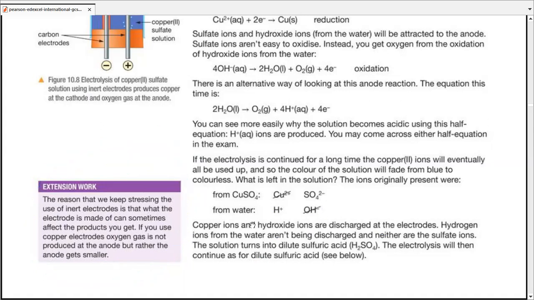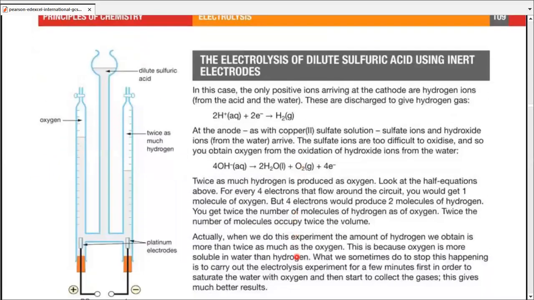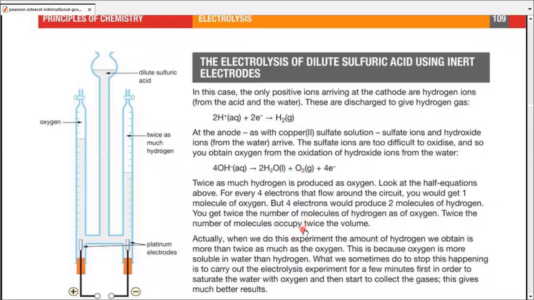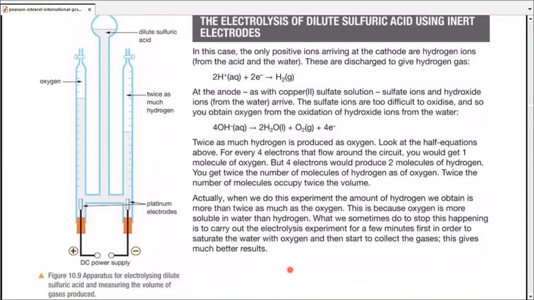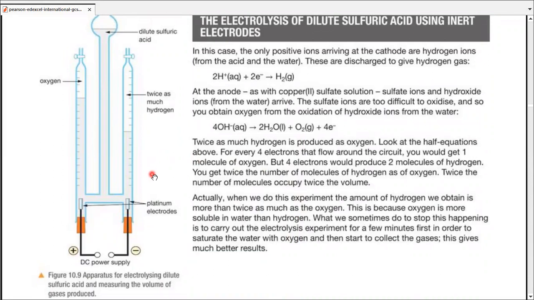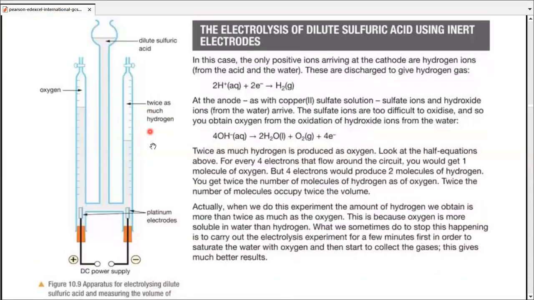So let's move further. Let's see what we have next. And the next one is electrolysis of dilute sulfuric acid, again using inert electrodes. Now in this case, we have a slightly different kind of apparatus. We have the same power supply and the inert electrodes, but we have a somewhat different glass-based structure in which we have very tall columns or tubes so that we can actually acquire more gases, right?